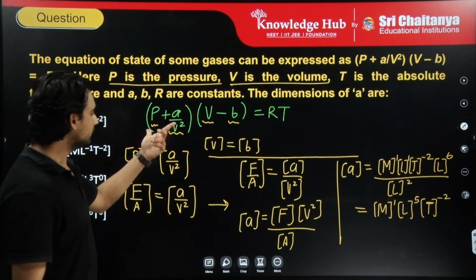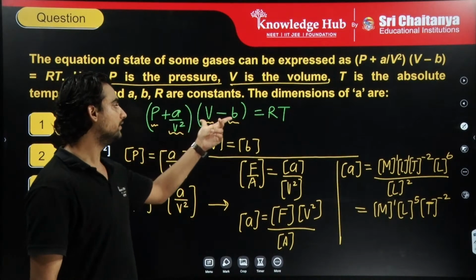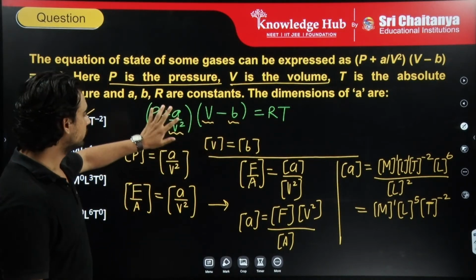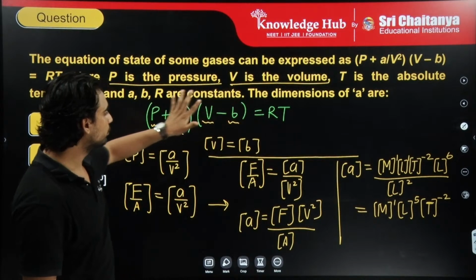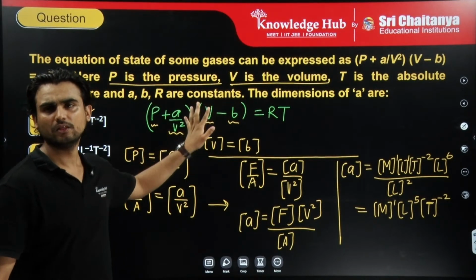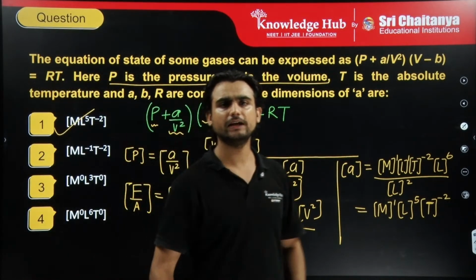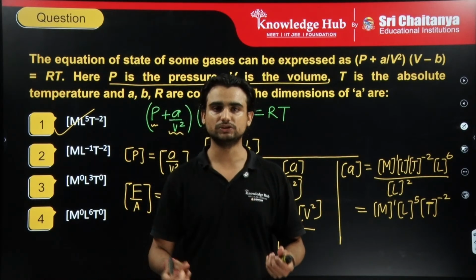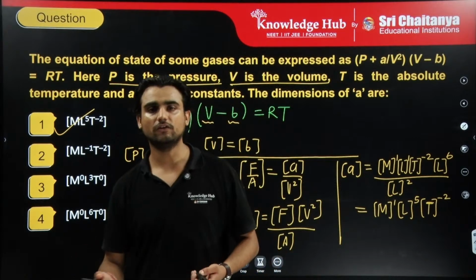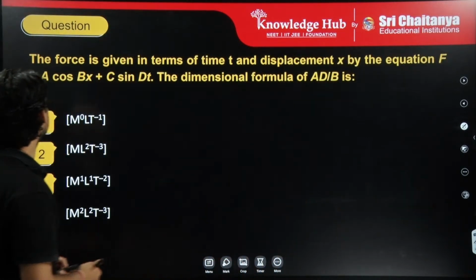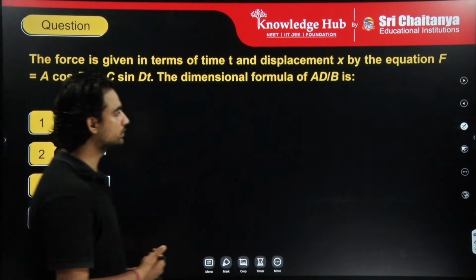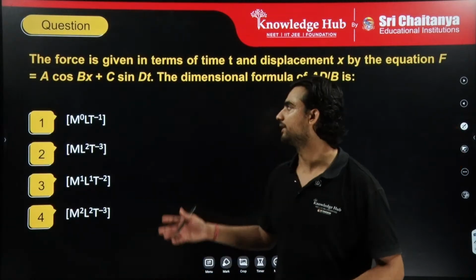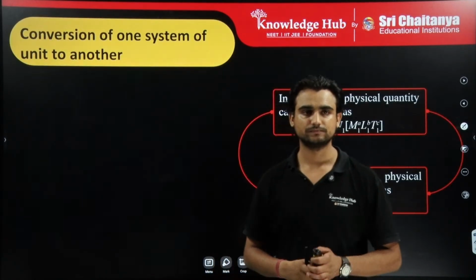Now what if I multiply P plus A by V square with V minus B? Should the dimension of this quantity and this quantity be the same? Not necessary, right? Because it is like multiplying force as mass into acceleration. Mass and acceleration don't have the same dimension. So it is not necessary for that. Let's move forward. This is a homework question for you. Please do attempt it.